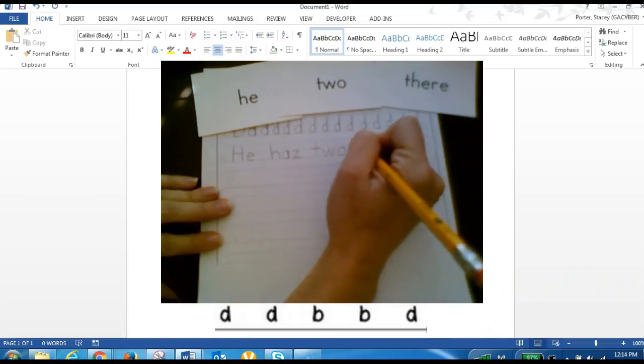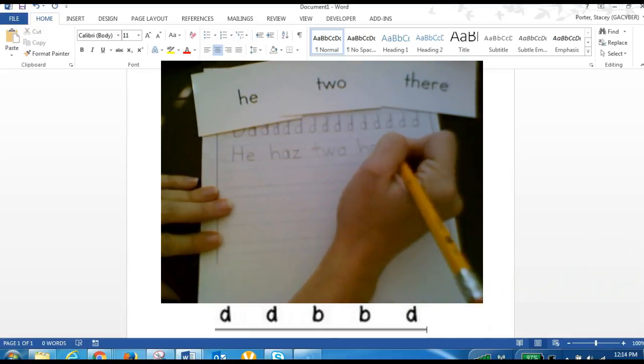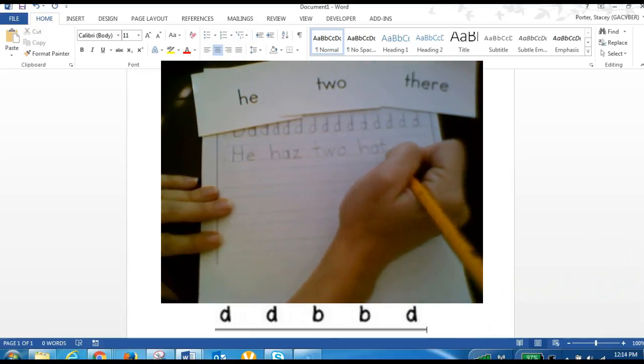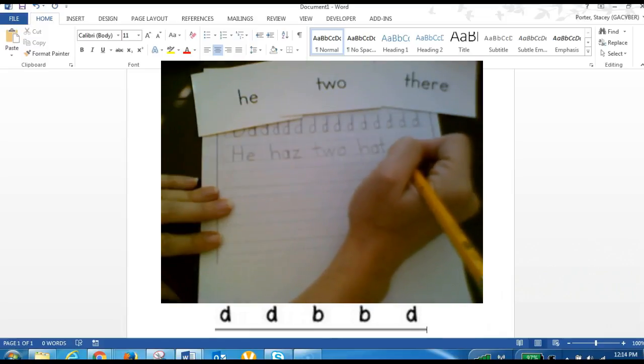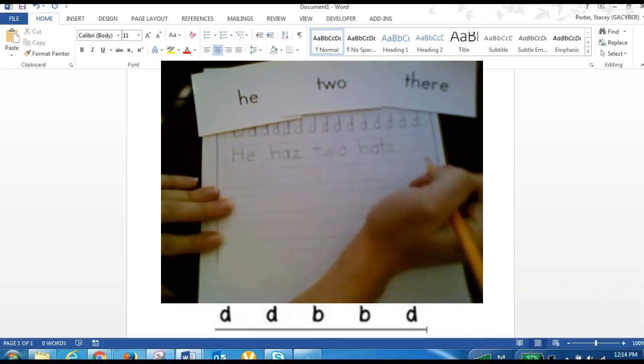hats. Ha, ha, ha. H, a, hats. T, hat. And because there are 2 of them, I have to add something to the end. 2 hats. I put an S on the end because there are two of them.